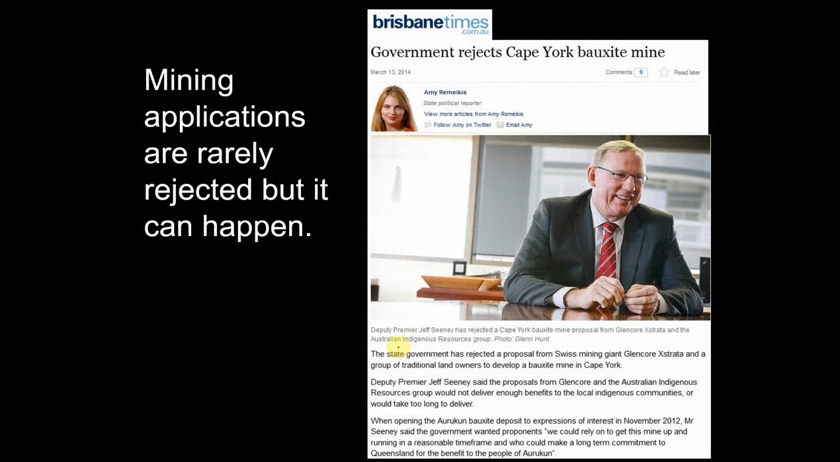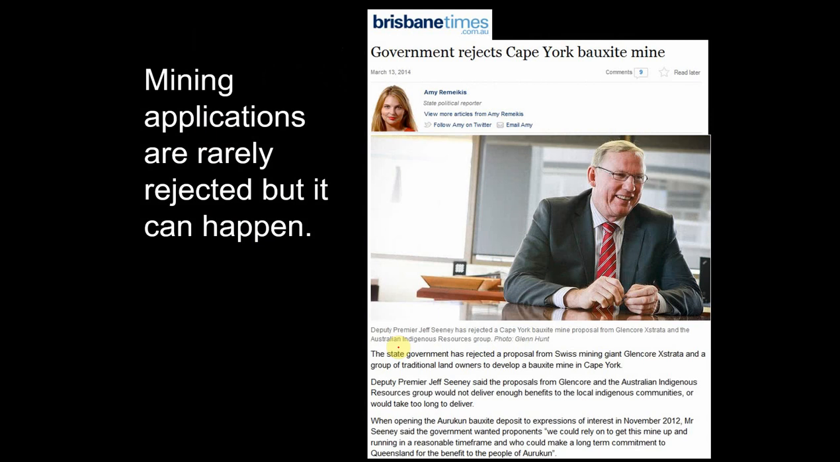So applications for mines are rarely rejected. It can happen. So the New Acland coal mine, the massive mine that was proposed in 2012, was rejected. That's exceptional. The revised mine, though, has been approved at a state government level. We're still waiting for a mine. Well, the miner still needs a mining lease, which is presumably waiting on the outcome of the High Court proceedings. But it's got its environmental authority for stage three at this stage.